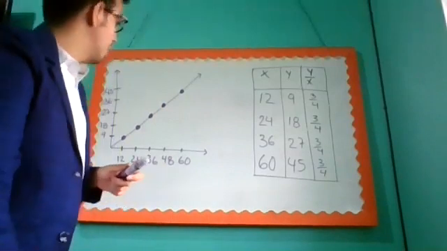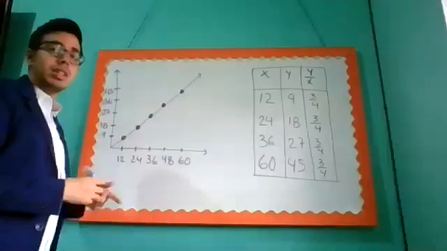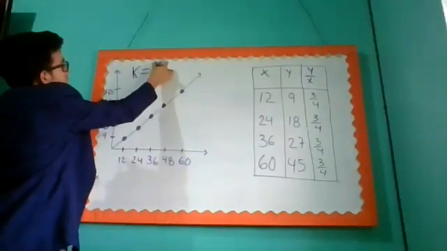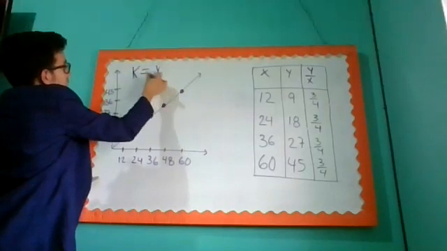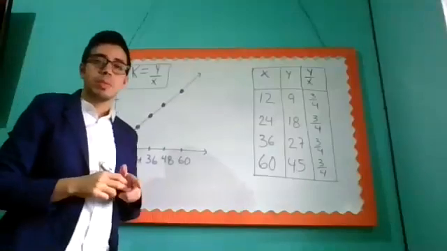Now, what is going to happen with this? I need to find the slope. And how can I find the slope? I know that k is equal to y over x. Yes, I use this equation.